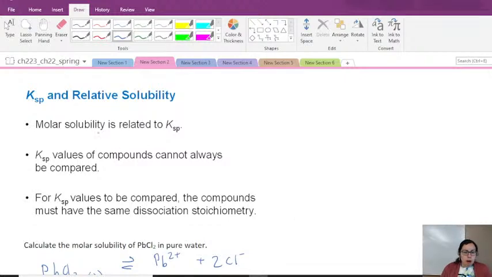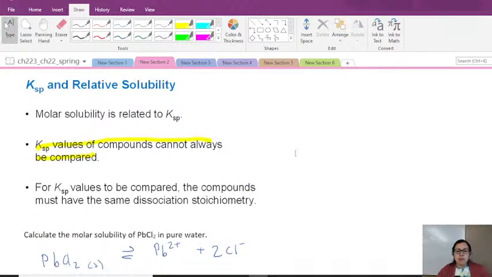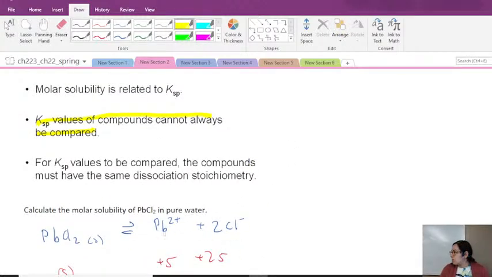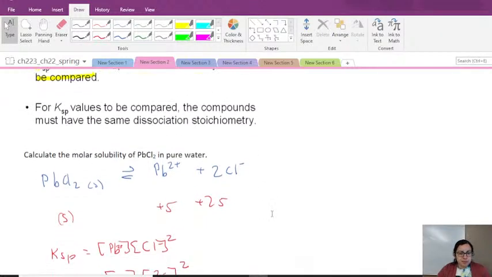And so why do we want to calculate this? Obviously molar solubility is related to KSP, and we can't always compare just values of KSP to KSP since you have different amounts that dissociate with stoichiometry. So molar solubility then is how you compare different substances.